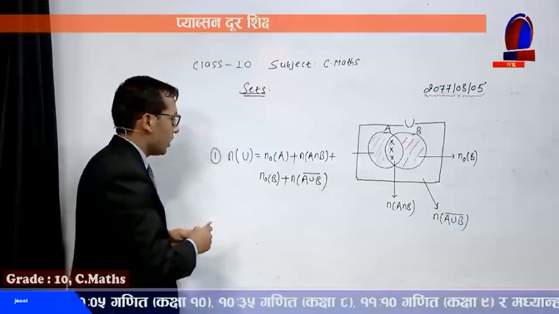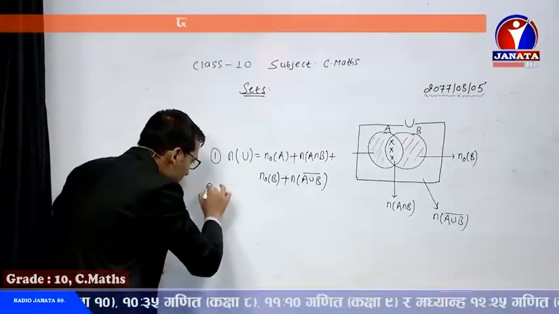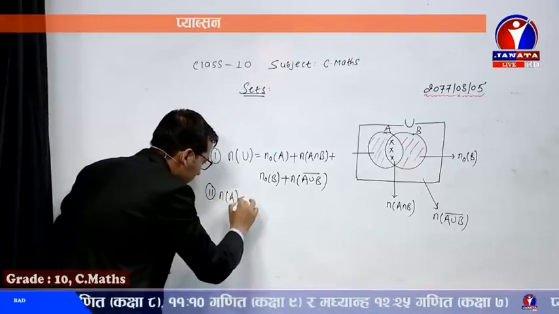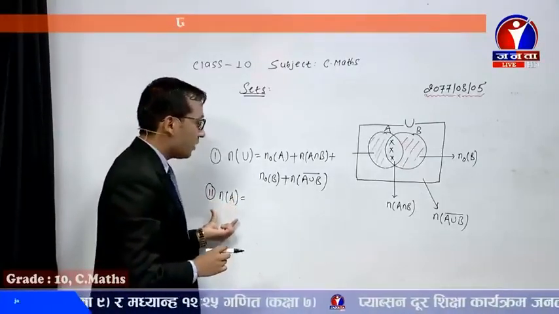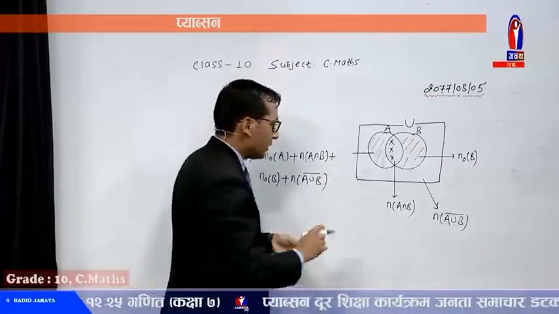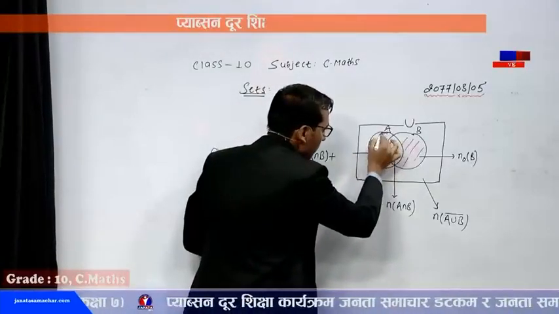So similarly, what is N of A? So let's get the idea from the diagram and write what is N of A. Okay, so look at the circle of A.